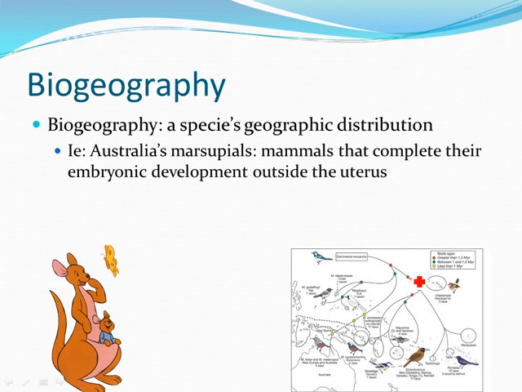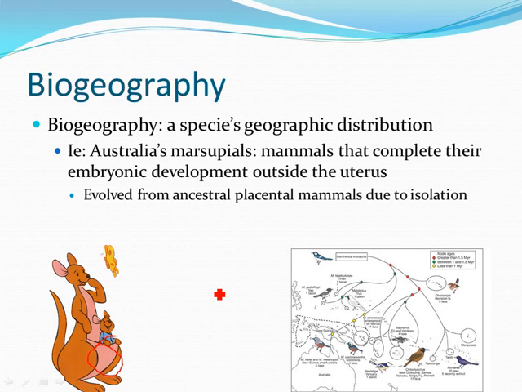Another example is the Australian marsupials. These marsupials, like we said, are mammals, okay? So they are similar to us. However, when these mammals reproduce and have their young, they have a different type of embryological development that happens outside of their uterus. And that's why they have pouches, like the kangaroo has right here.